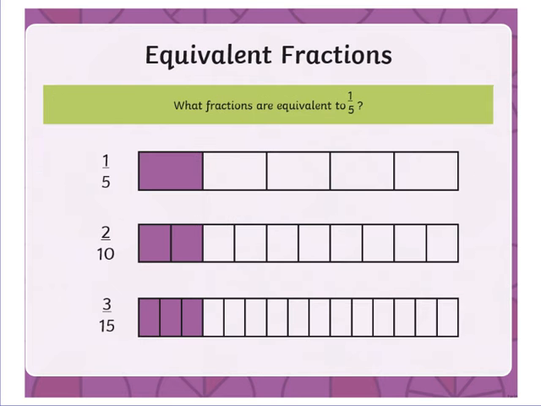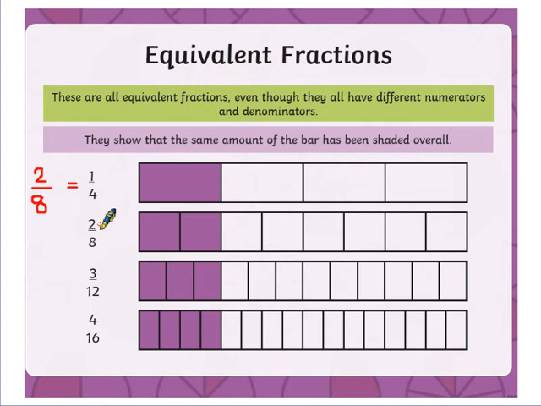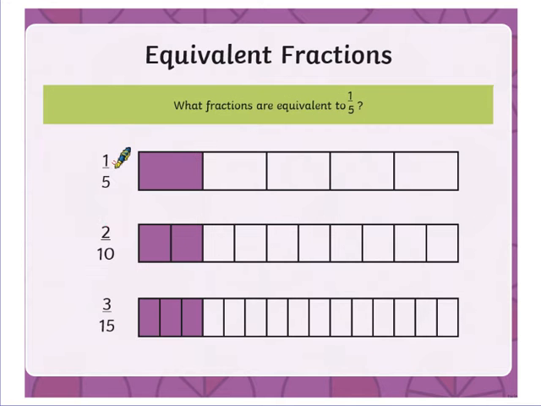So this time it's fifths. Okay, so here we've got 1/5, and that's the same as 2/10. So remember last time we said 2 is double 1, 8 is double 4, so they're equivalent fractions, we've got the same amount. Well, for this one here, look, 2 is double 1 and 10 is double 5, so we've got the exact same amount.